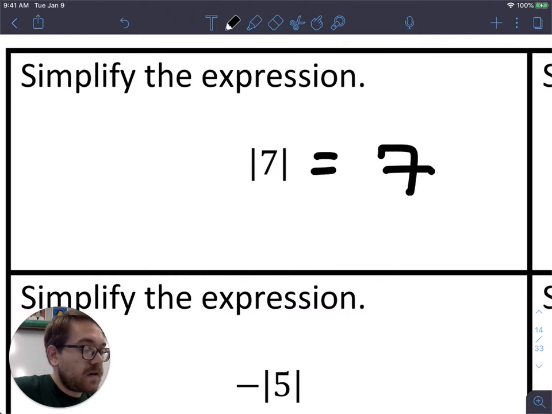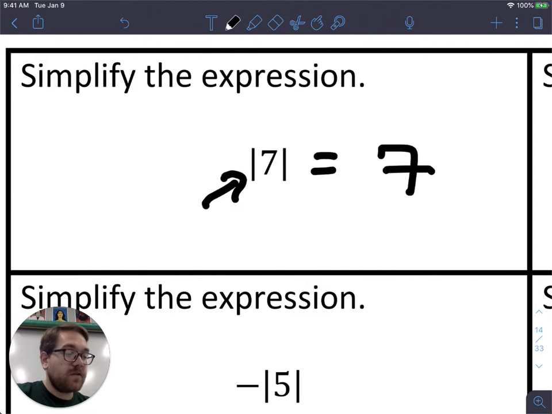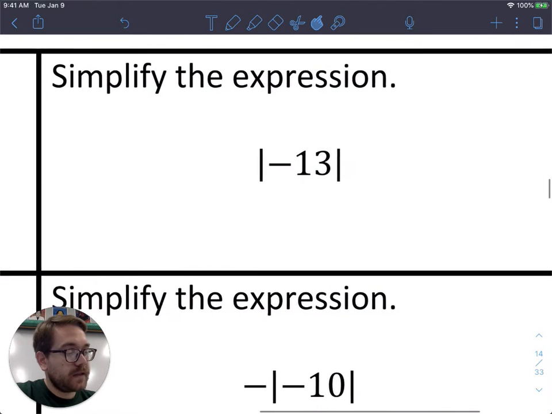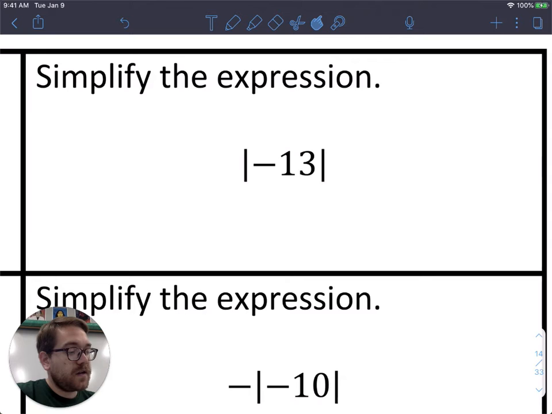These bars are telling me to find the absolute value of whatever is inside of them. And so it's asking how far is 7 from 0? It's 7. And so the absolute value of 7 is 7. Let's look at another one. Simplify this expression. What is the absolute value of -13?